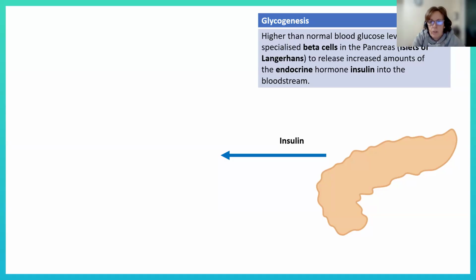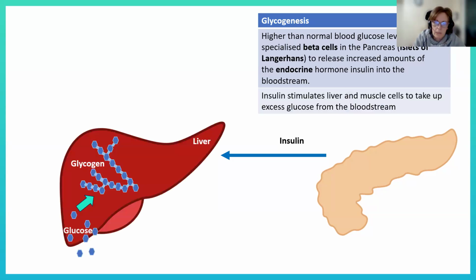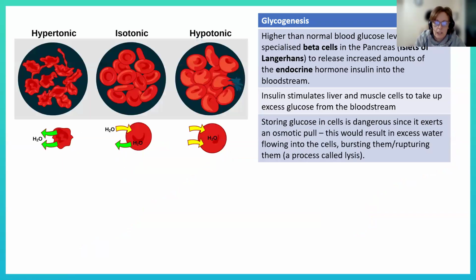So if the glucose is higher than normal in the blood, it triggers these beta cells to release insulin that gets released into the bloodstream. What it does is it stimulates the liver and the muscle cells to take up the excess glucose from the bloodstream and convert it into glycogen. So glucose, you can see here, is a 6-carbon sugar. Glycogen is a more complex chain of glucose. And this way, the glucose molecules, when they're linked together, are stored.